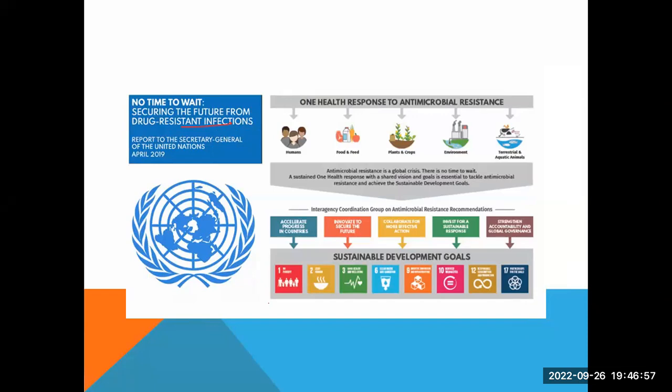So AMR is not only the human problem. It's not only the plant sector, it's not only the environment, it's all of them. And that's why now we have the terminology of the quadripartite, which entails working with the human sector, with the World Organisation for Animal Health, the WOAH, with the environment, and of course with the FAO or the plant sector.